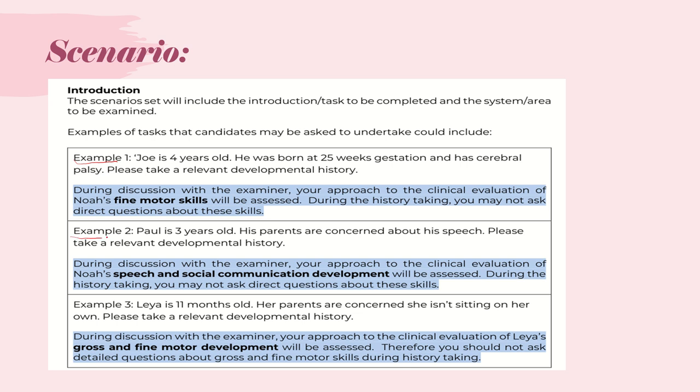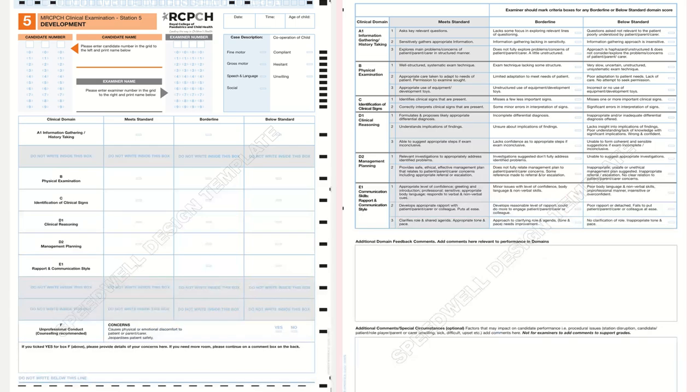This is how the scenarios will be given outside the station in the candidate information leaflet. So this is how the mark sheet for the developmental station looks. Here is the candidate number. You need to mark this with a pencil, and the candidate name should be written here. All the marks will be filled in by the examiner according to your performance.